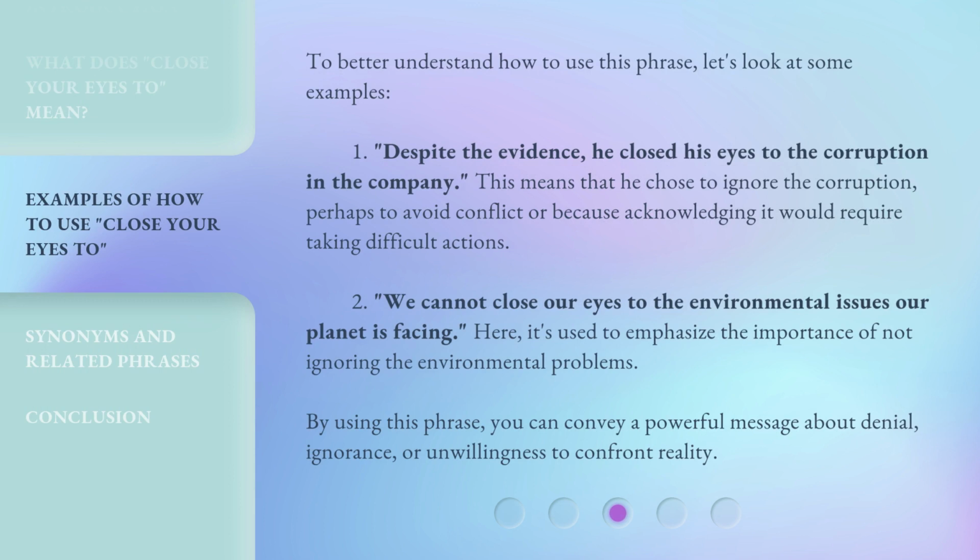To better understand how to use this phrase, let's look at some examples. 1. Despite the evidence, he closed his eyes to the corruption in the company. This means that he chose to ignore the corruption, perhaps to avoid conflict or because acknowledging it would require taking difficult actions. 2. We cannot close our eyes to the environmental issues our planet is facing.